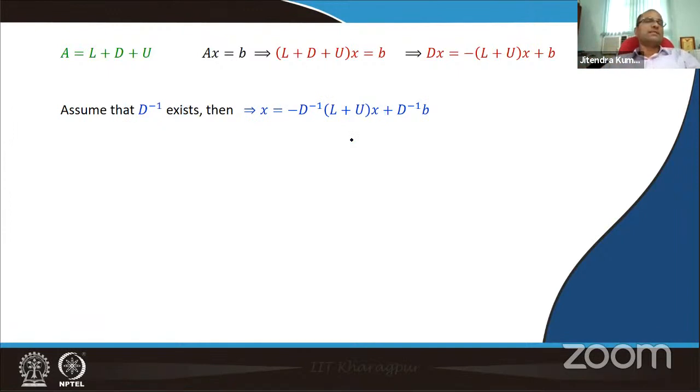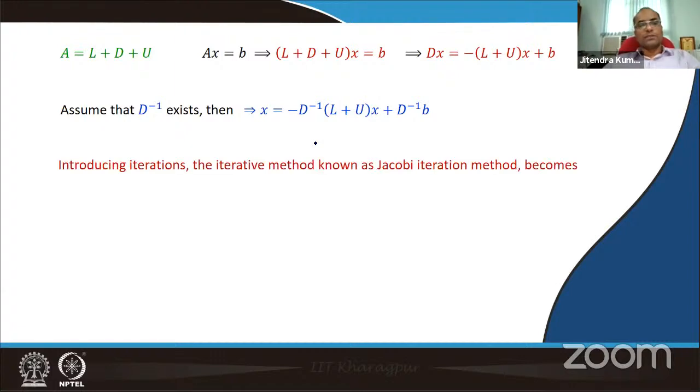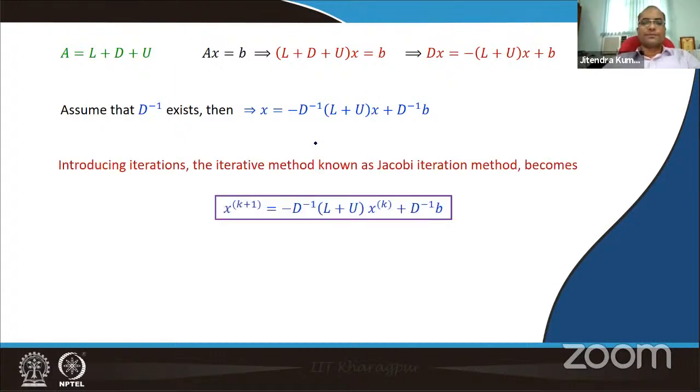And this is precisely the Jacobi method we were talking about. Here minus D inverse (L + U) is going to be the iteration matrix for the Jacobi method. And now we can introduce these iterations: on the left hand side you put k + 1, on the right hand side x at iteration k, and then k goes from 0, then 1, 2, and so on.